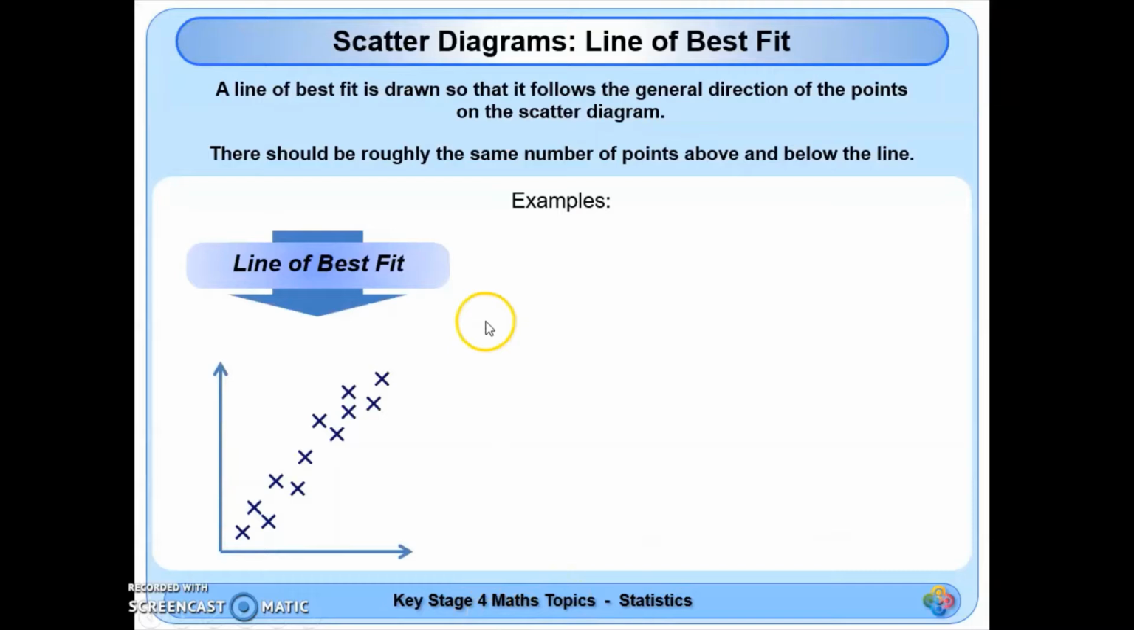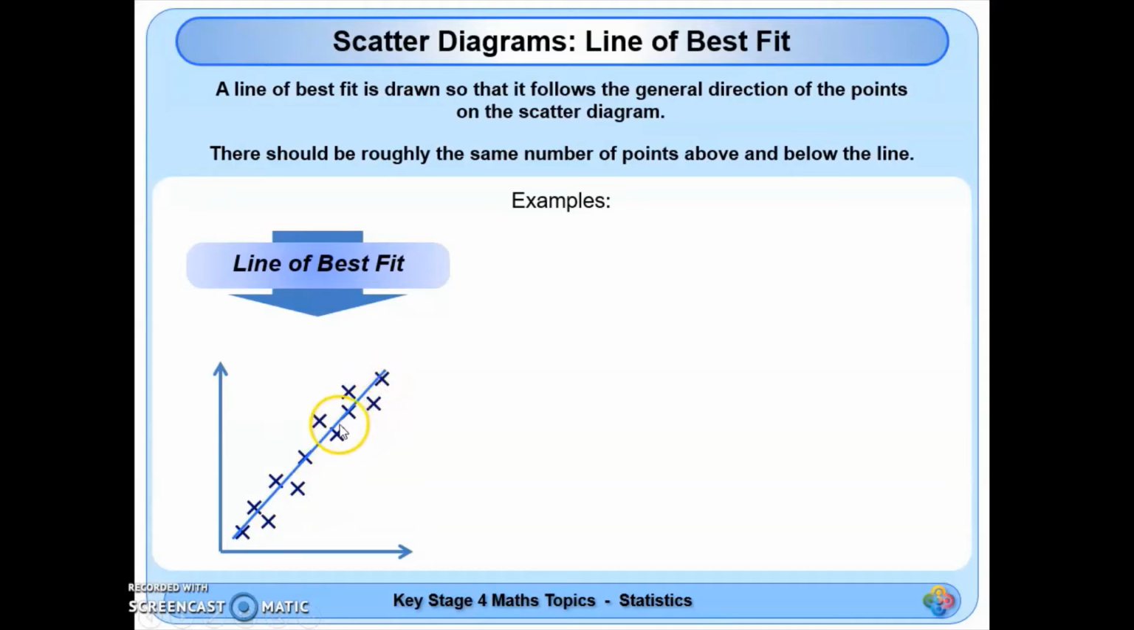So for example, we have here a positive correlation. The trend is going upwards, so we refer to it as a positive correlation. Using my ruler, I could draw on a line of best fit. Notice that I've got 4 scatter points above the line of best fit, and I've got 4 scatter points below.